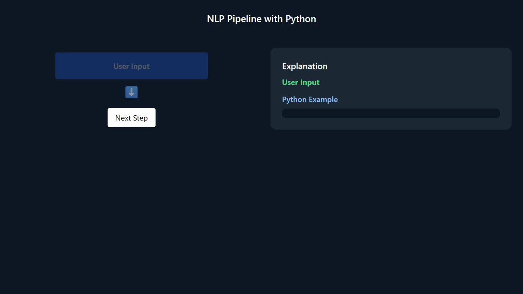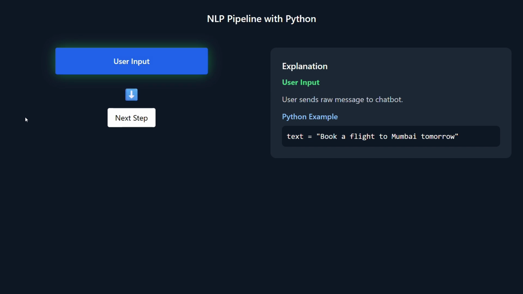The first process is user input. Here, everything starts with the user's message. For example, "book a flight to Mumbai tomorrow." At this stage, the chatbot has received the message but does not yet understand its meaning. It simply knows that some text has arrived. Now the NLP process begins.